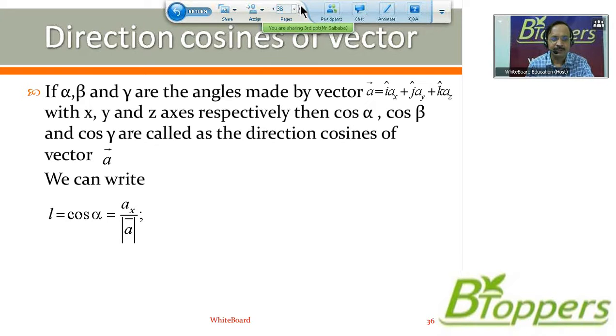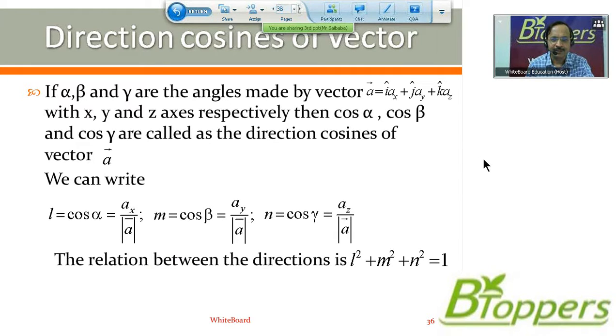We can write L equal to cos alpha, which is Ax by mod of A bar, small m equal to cos beta, which is equal to Ay by mod of A bar, small n equal to cos gamma, which is equal to Az by mod of A bar. The relation between the three directional cosines of the vector is L square plus M square plus N square equal to 1. Those who want to copy the notes can take a pause and copy this part. So cos square alpha plus cos square beta plus cos square gamma equal to 1.